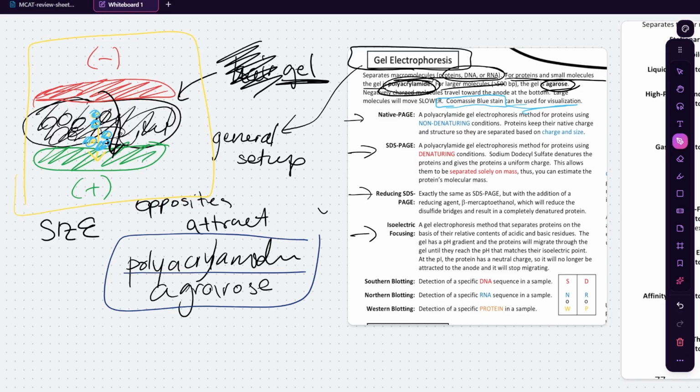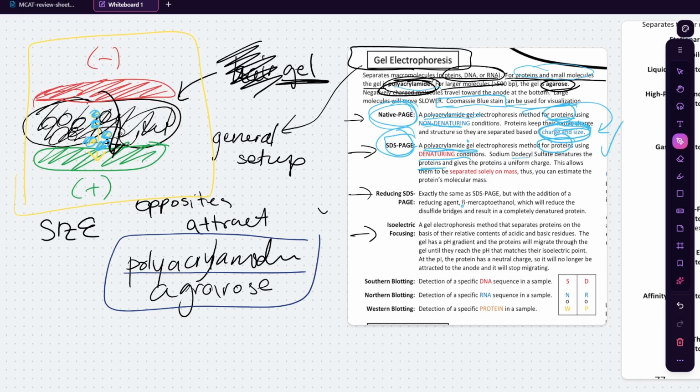Now for the different types, a native PAGE uses a polyacrylamide gel. Remember, polyacrylamide gels are for proteins and small molecules only. It's a method for proteins using non-denaturing conditions. Proteins keep their native charge and structure, so they are separated based on charge and size. And the SDS PAGE is still the same gel, for proteins, but it uses denaturing conditions. This sodium dodecyl sulfate, I don't know how to say it that well, denatures the proteins.